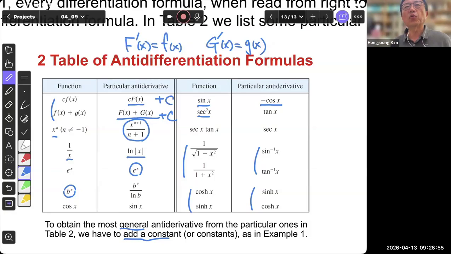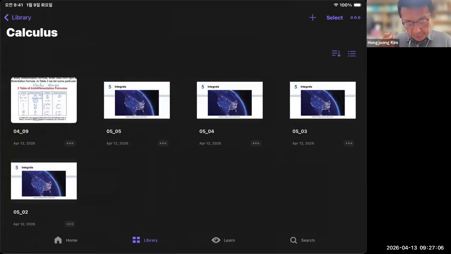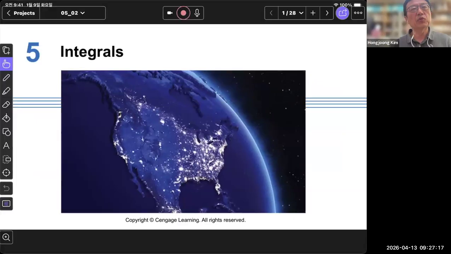Please be familiar with these formulas. As you can see, we need to cover 4 more sections. Section 2 up to section 5 will be considered.